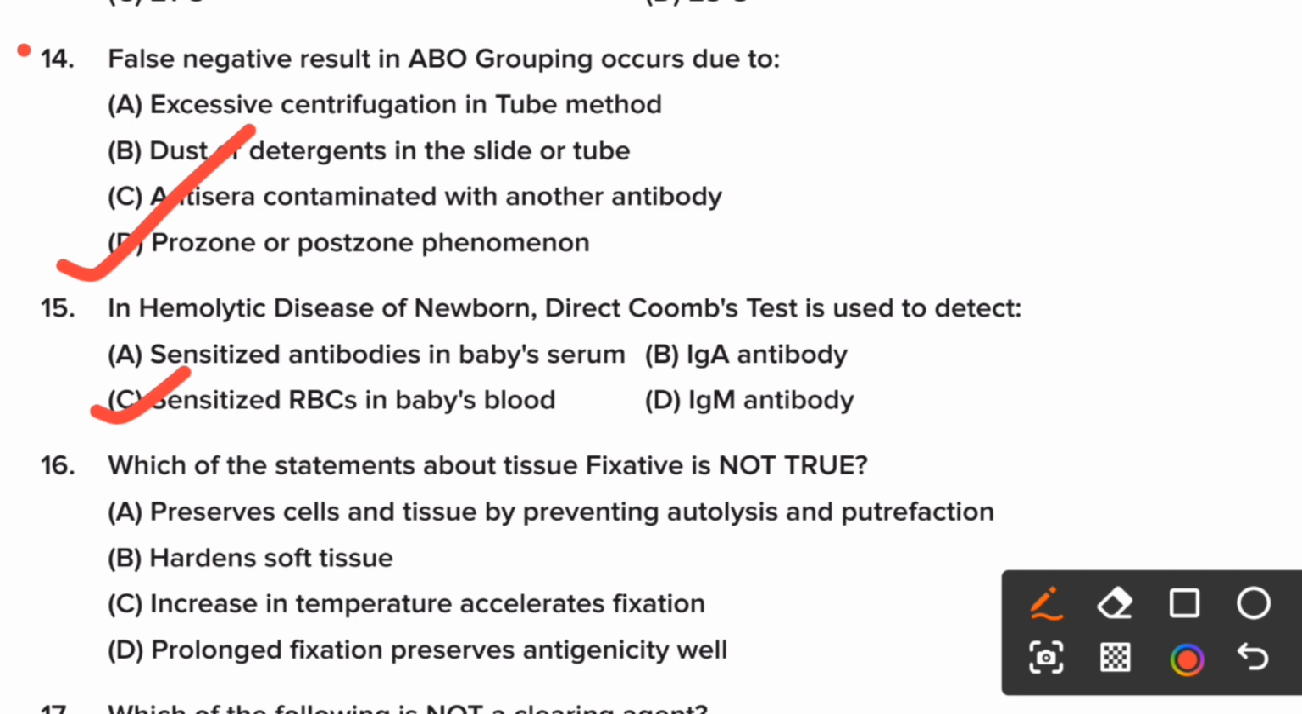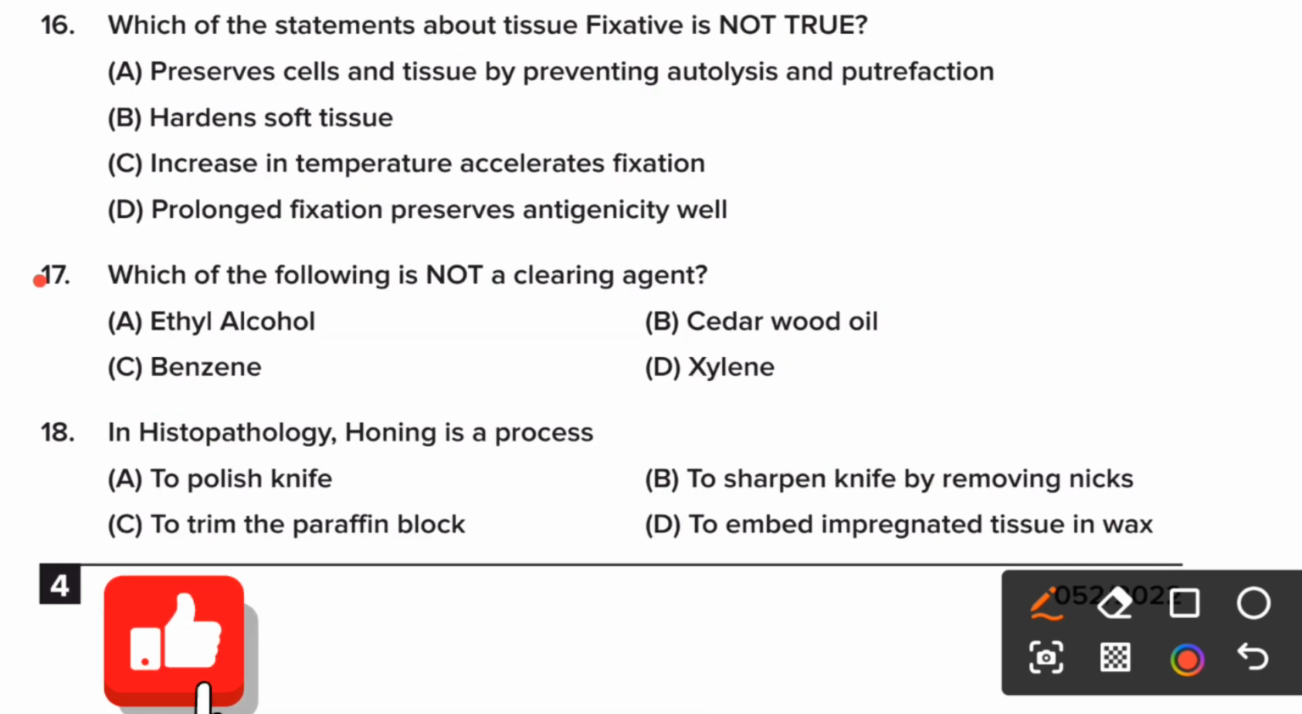Next one. Which statement about tissue fixative is not true? Option A, preserves cells and tissue by preventing autolysis and putrefaction. Option B, hardens soft tissue. Option C, increase in temperature accelerates fixation. Option D, prolonged fixation preserves antigenicity well. The right answer is option D. Prolonged fixation preserves antigenicity well is not true about fixation.